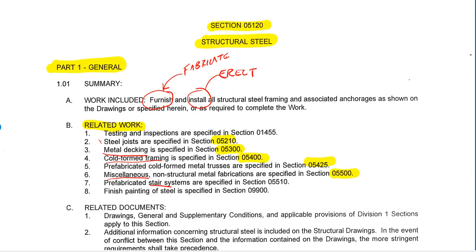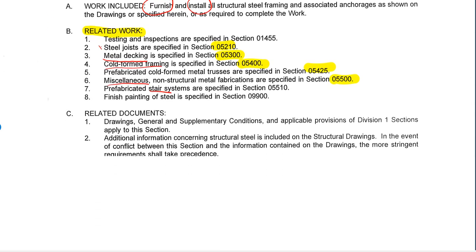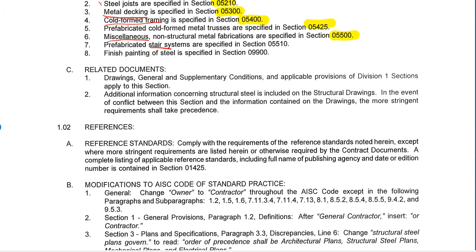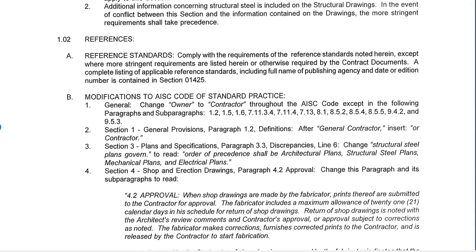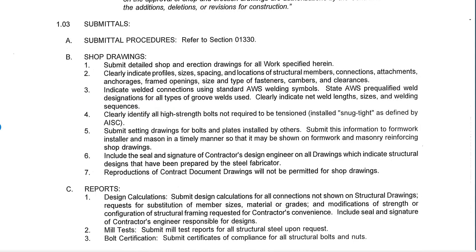If we go down a little bit further, we talk about the related documents in this particular spec section, and then we have references. The interesting thing to note here is this is where we're going to find modifications to the Code of Standard Practice. The Code of Standard Practice is the industry standard for production, fabrication, and erecting steel. And in this particular job, there's a bunch of things where that language is modified.